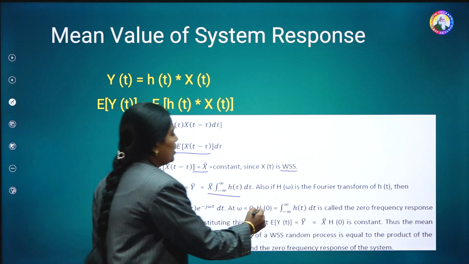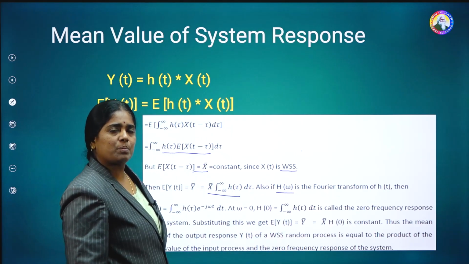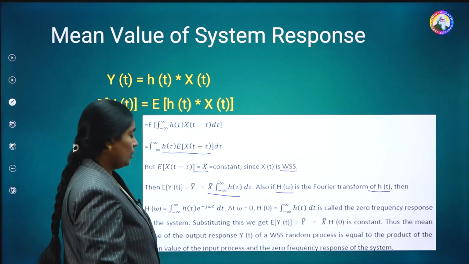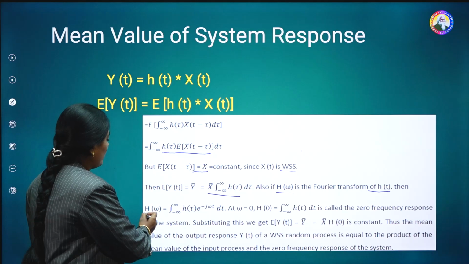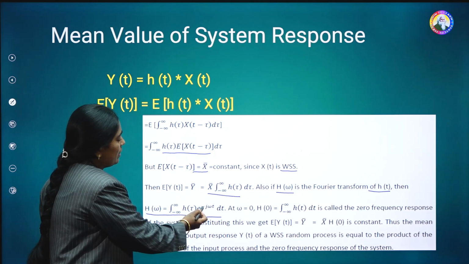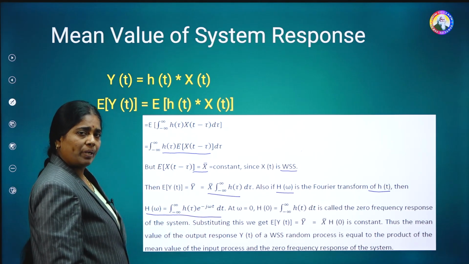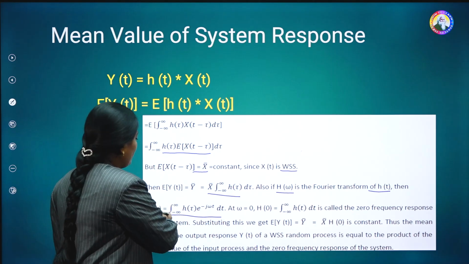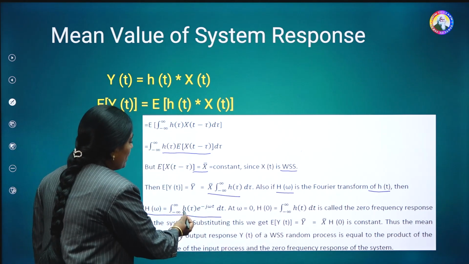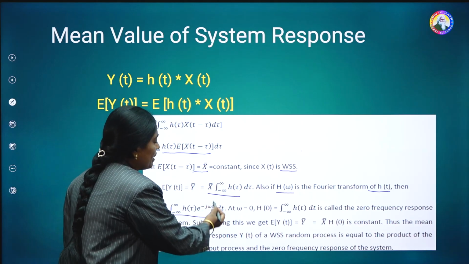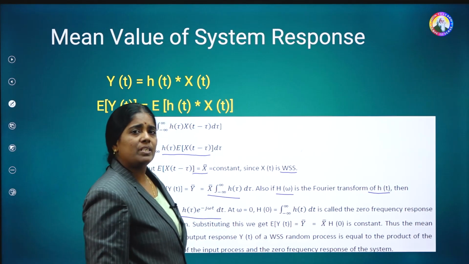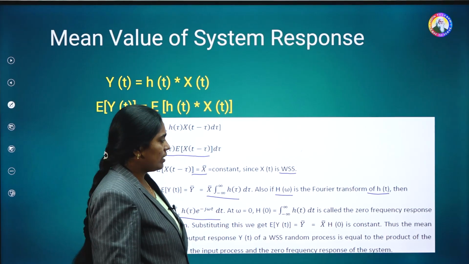Now, we can define h of omega. If h of t is the impulse response, then h of omega is the Fourier transformation of h of t, whose formula is given as h of omega is equal to integral from minus infinity to infinity h of t into e power minus j omega t dt. At omega equal to 0, h of omega becomes h of 0, equal to integral from minus infinity to infinity h of t, since e power 0 is equal to 1. So, simply it is equal to the integral of h of t. That means this is nothing but the h of omega value at omega equal to 0.